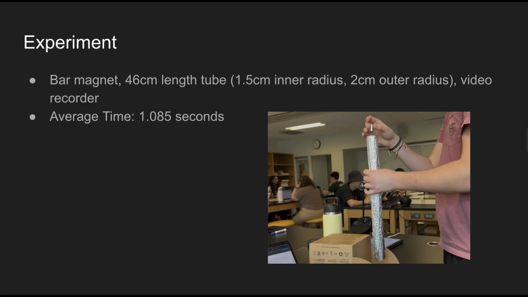For the real-life model, I used a bar magnet, a 46 centimeter long tube wrapped with aluminum foil, and a video recorder. The tube had an inner radius of 1.5 centimeters and an outer radius of 2 centimeters. For each trial of the experiment, I held the bar magnet over the tube, started recording the video, released the magnet, and ended the footage once the magnet left the tube.